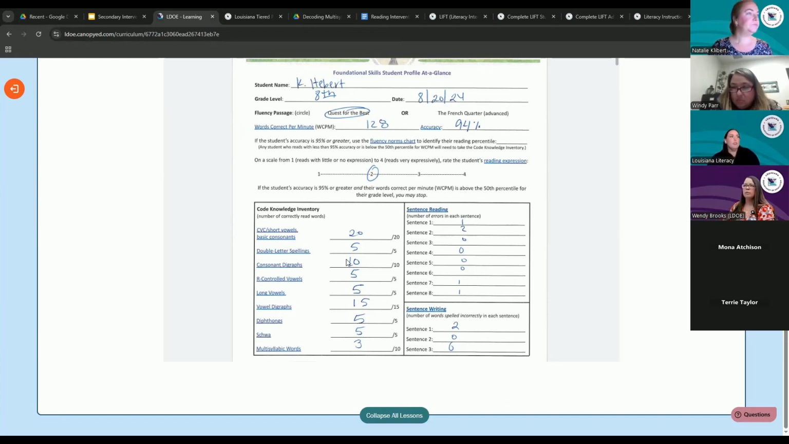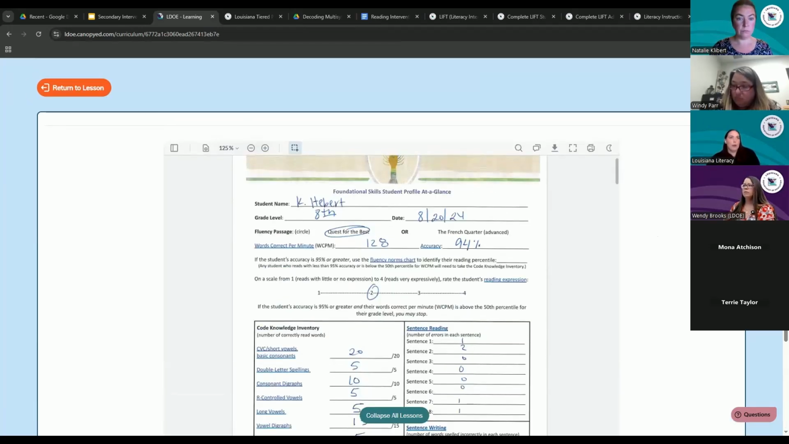Yes. And just remember, I mentioned this earlier, but the skills on the code knowledge inventory are listed from least complex to most complex. So if students are struggling with several of the ones up at the top, they're likely also struggling with the ones at the bottom, but that doesn't mean you automatically put them in a group with just kids who need only multisyllabic work. They're going to need to get in a group with kids who are having similar lower level foundational skills.